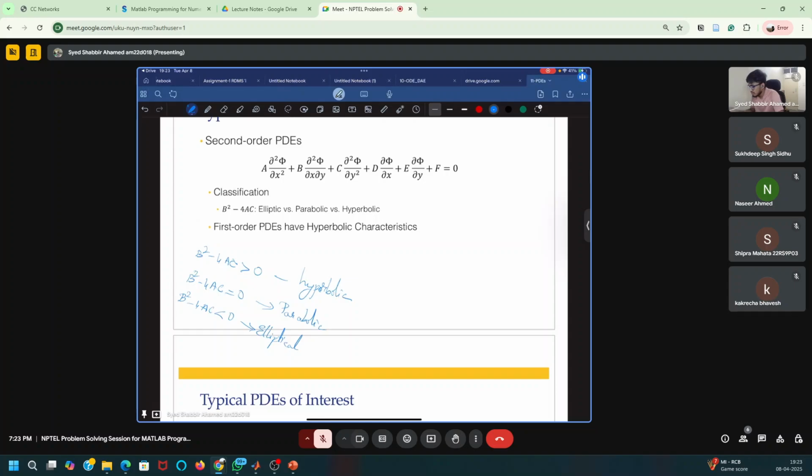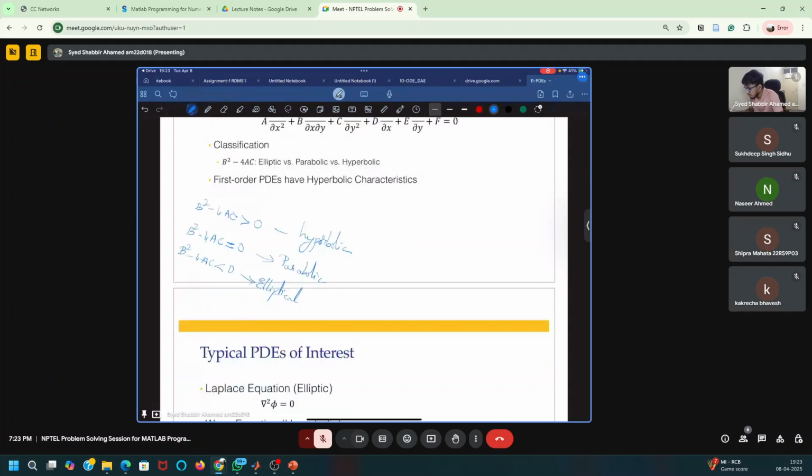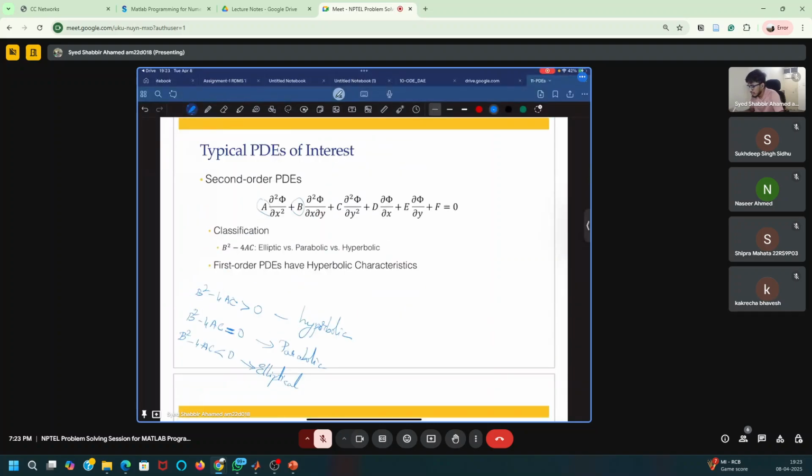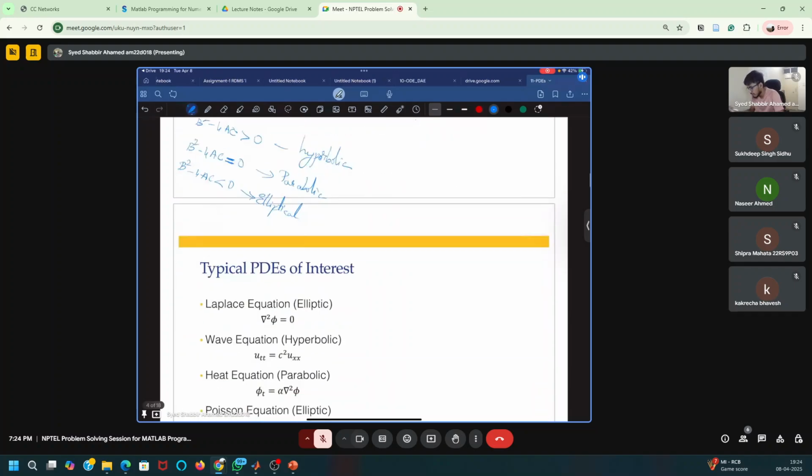If you want to learn more about this, you can probably go to the computational techniques course. There are a lot of properties of these PDEs, and depending upon that, these names have been derived. If A, B and C are zero, and you have a first order PDE, then that is also called a hyperbolic PDE because it has some characteristics of hyperbolic PDEs. There is also some theory on why we call the first order PDE a hyperbolic PDE. You can go and read about it if you are interested.